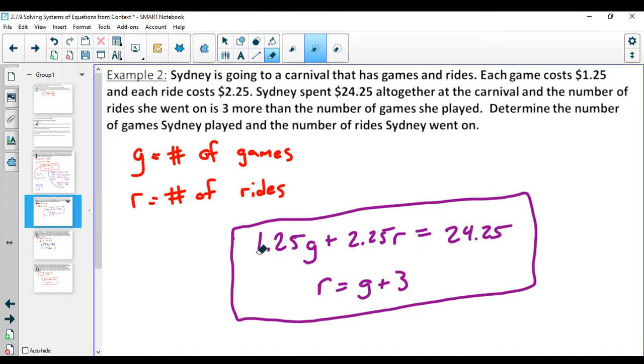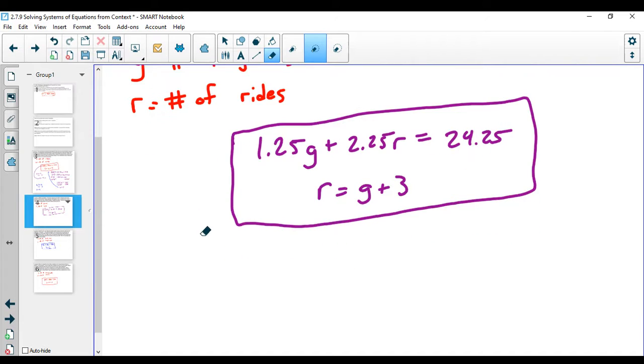So that's how we get this equation. And then this one tends to mess with people. She went on, the number of rides she went on is 3 more than the number of games. It's a little weird to put the +3 on the games, but you can think about it this way: the amount of rides is going to equal the amount of games plus 3, because the rides are 3 more than the games. So that's how I like to think about that one.